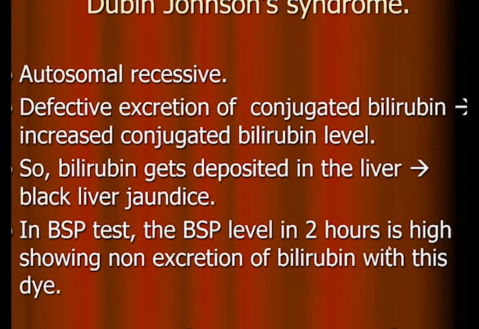And here, excretion of the bilirubin is affected, and you can do the BSP test to find out whether the child is having this Dubin-Johnson syndrome. So it is an autosomal recessive condition.